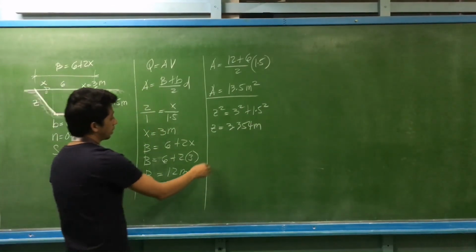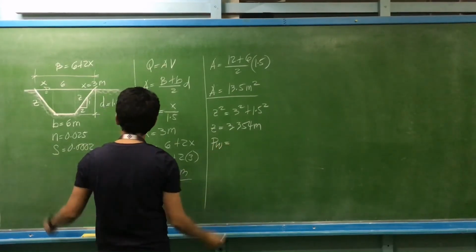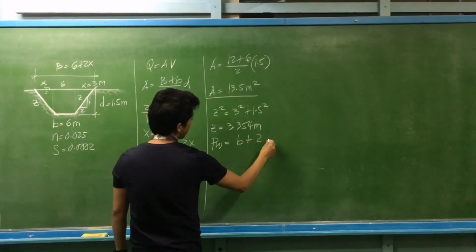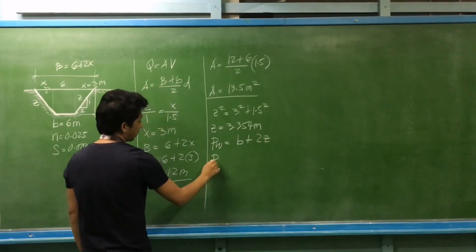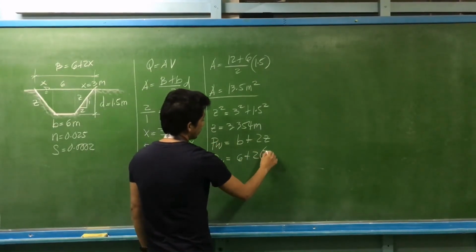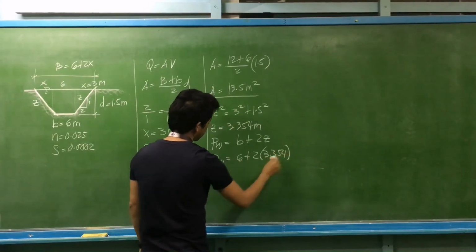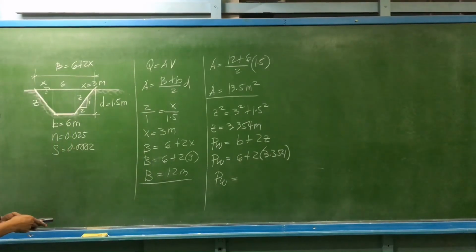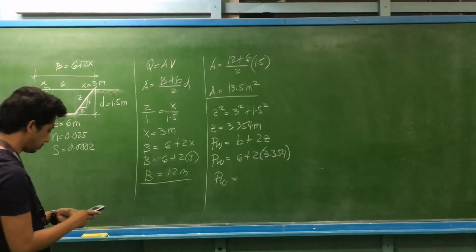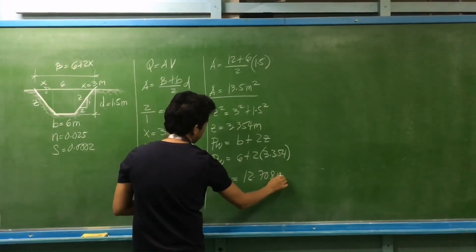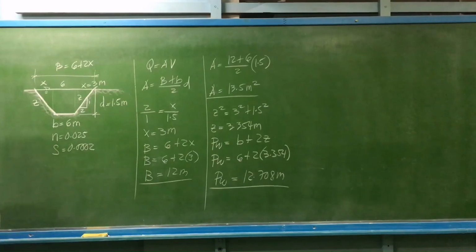So what is the value of the wetted perimeter? The wetted perimeter will be the bottom base plus the two inclined sides. Let's say this is twice Z. So the wetted perimeter is equal to 6 plus twice 3.354 meters. So the wetted perimeter is now equal to 12.708 meters.